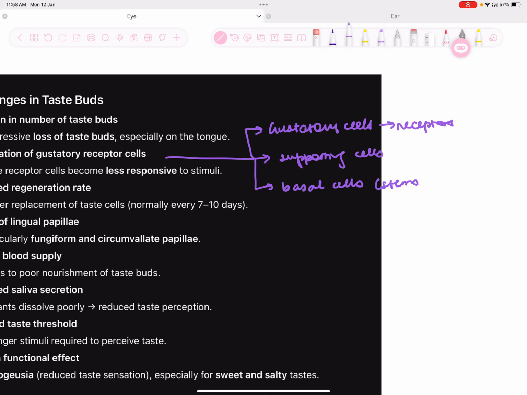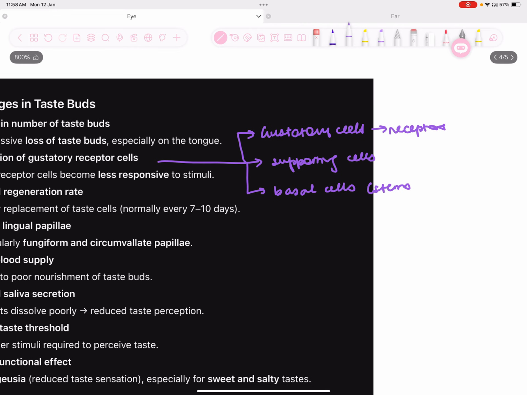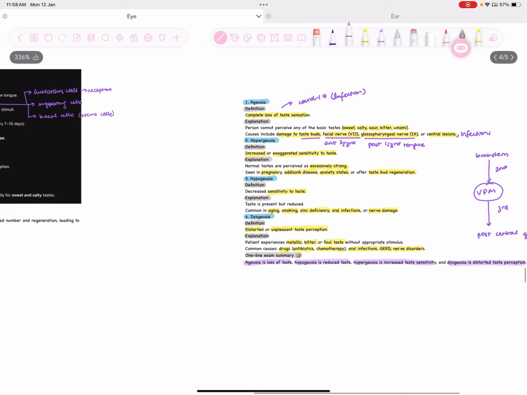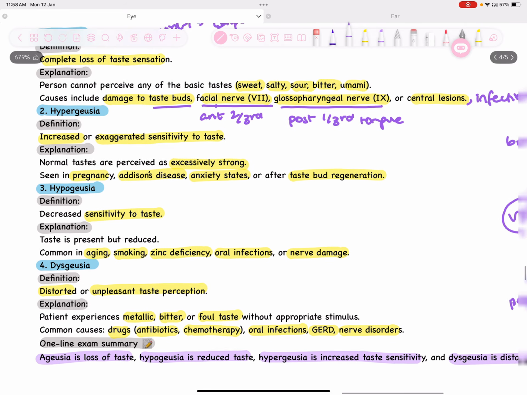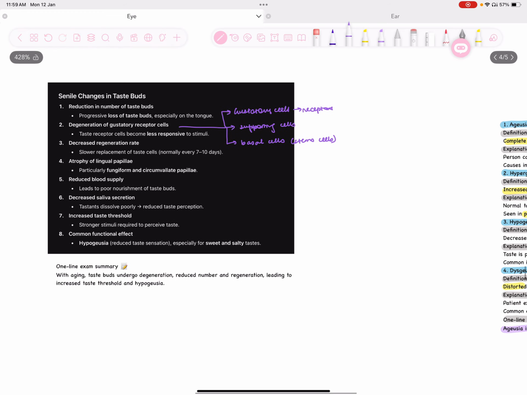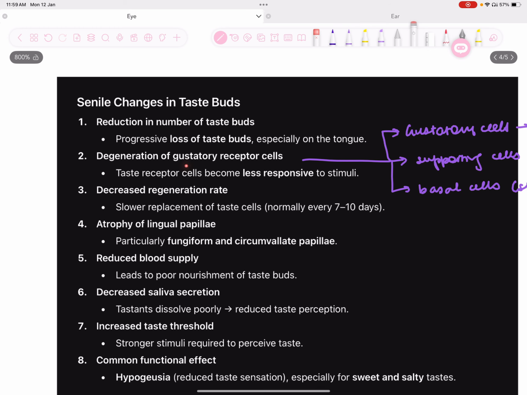So the taste buds, or not the taste buds exactly, but the taste cells, they have a life expectancy of 10 days. So after 10 days, they fall off. Basal cells come into play because they're stem cells, so they regenerate those cells. That's the reason, when we were talking about these diseases, I told you that immediately after taste bud regeneration, there can be a sense of hypergeusia. Okay, moving back.